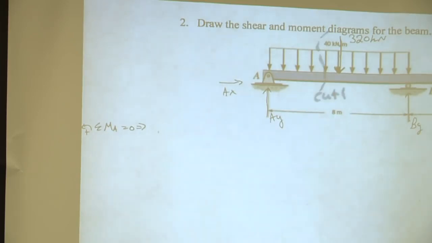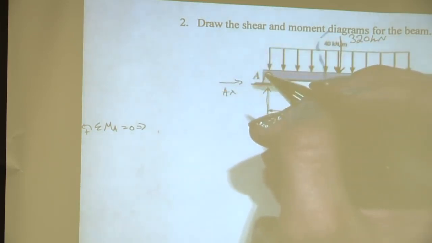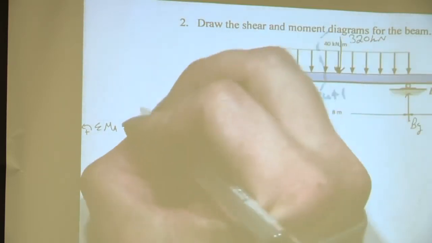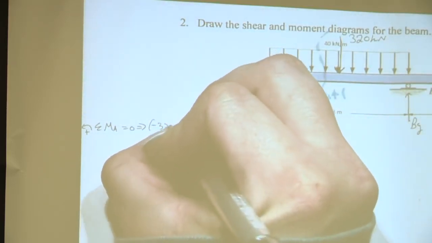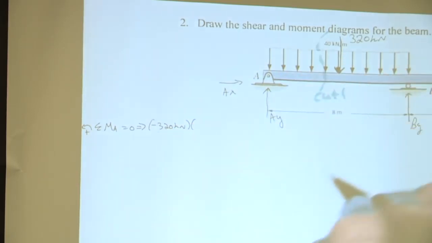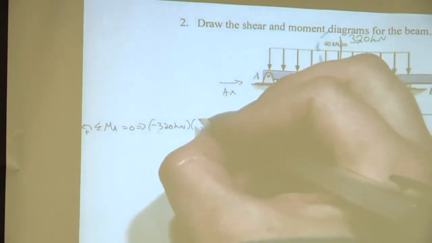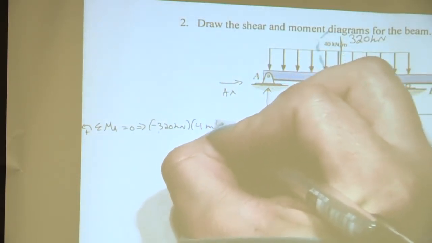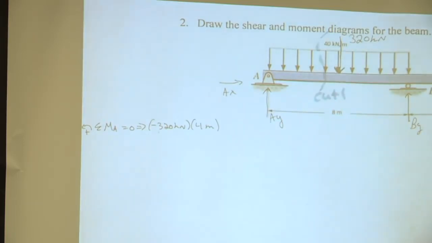Okay, so which one do you want to start with? Awesome. So start with 320. Now, is it going to be positive or negative? And what is its perpendicular distance away from A? Awesome, so 4 meters. And then what about BY? Positive or negative?